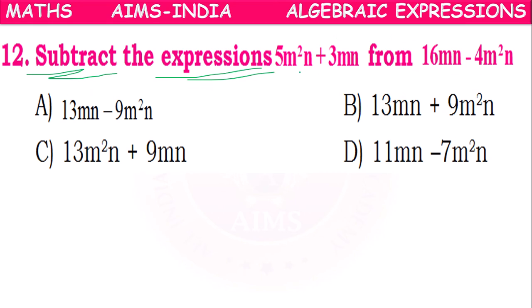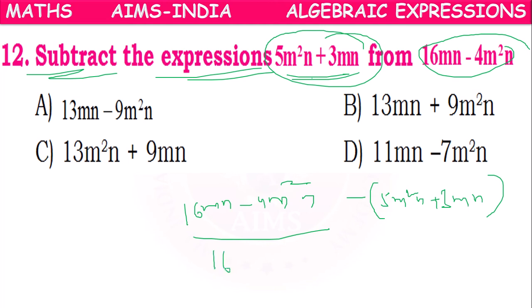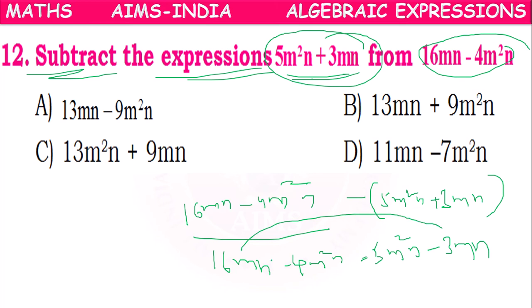Next, subtract the expressions. So, this expression is to be subtracted from this one. So, 16mn minus 4m square n, from this, 5m square n plus 3mn is to be subtracted. Minus means symbols will change. Minus 5m square n, minus into minus, minus into plus, minus 3mn. So 16mn minus 3mn equal to 13mn. Minus 4m square n minus 5m square n, minus 9m square n. So option A is right.